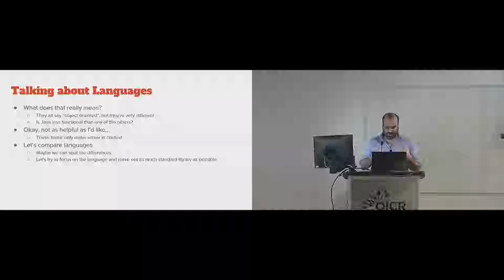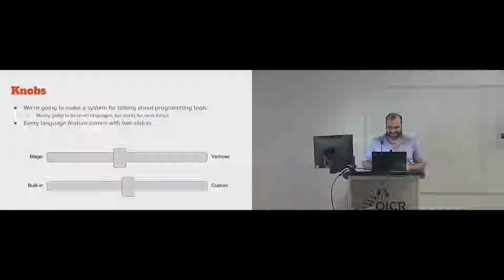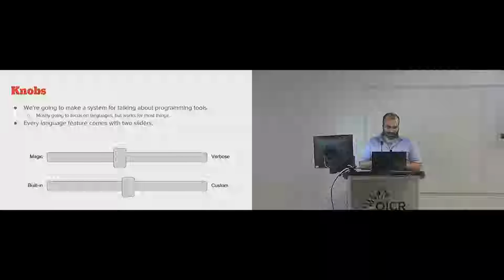So let's try to come up with a better way of describing languages where we can actually compare them against each other, which is what we really want to do when we're evaluating tools. And for this, I want to separate the language from the standard library. So let's take the standard library, as important as it is, chuck it in the bin, and we'll deal with it maybe in another talk. Hint, hint. So the system that I propose is that for every feature in a language, we have two sliders.